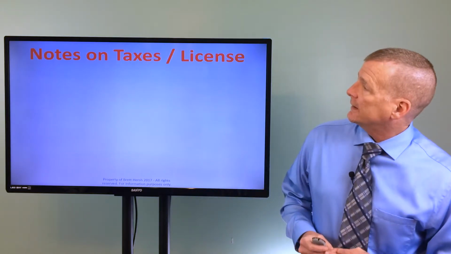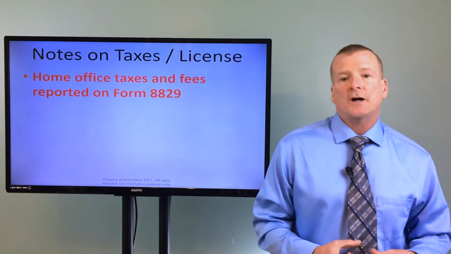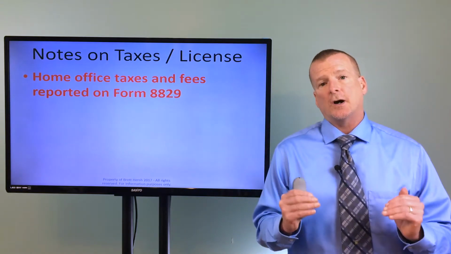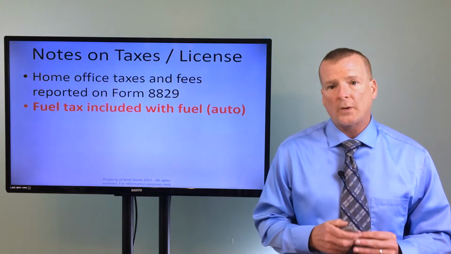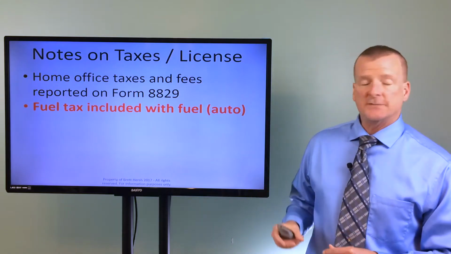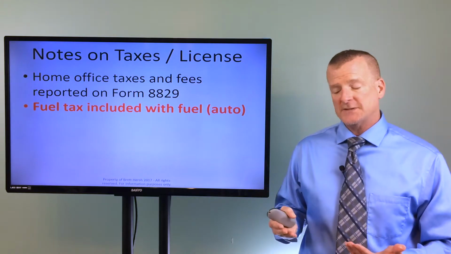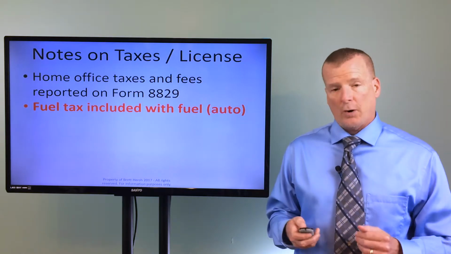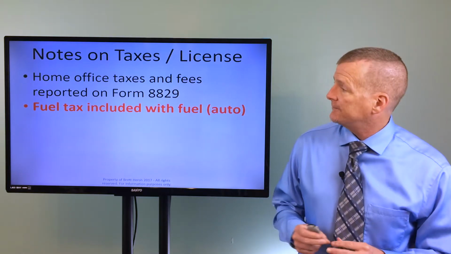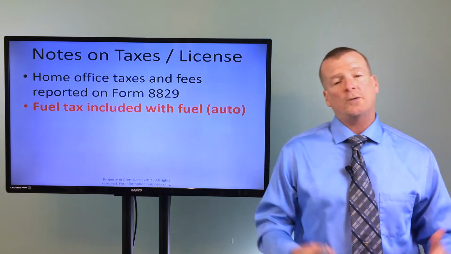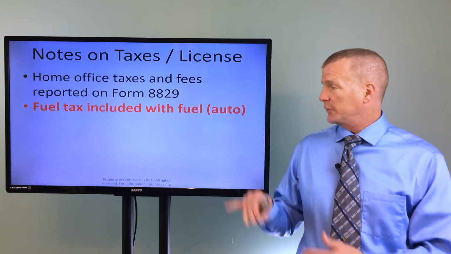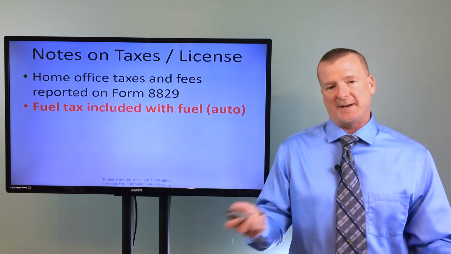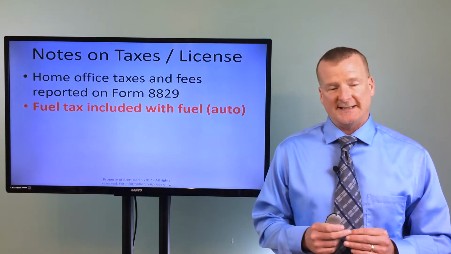So, okay, notes on taxes and licenses. Home office taxes and fees are reported on Form 8829, which, as we discussed many times, is related to your home office. It's going to go to direct or indirect expense on your 8829 form. We have a whole section on that. Go back and revisit it. Fuel tax is included with fuel. Of course, that is included as an auto expense, and it's included when you buy the fuel. So you don't have to segregate that out very much.